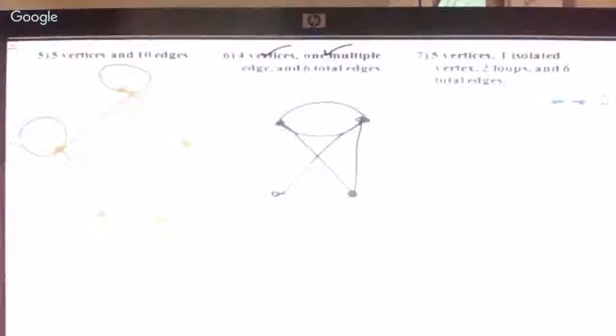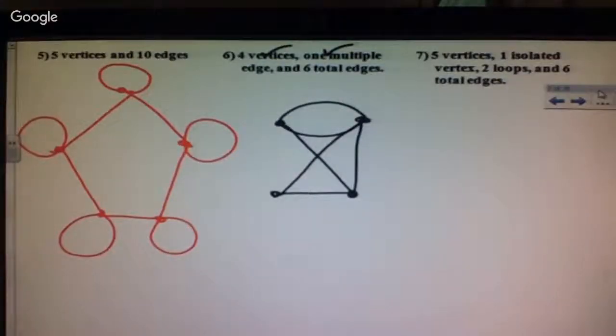All right, friends, one more. 5 vertices. 1, 2, 3, 4, 5. One of these vertices needs to remain isolated. So all by its lonesome, no edges. So you can pick any one of your dots that you want to isolate. Does not matter.